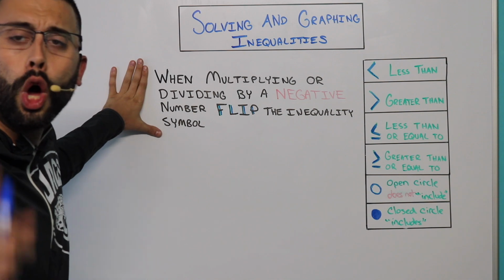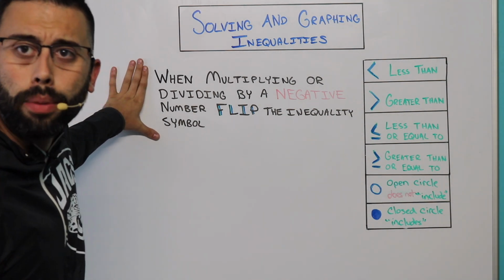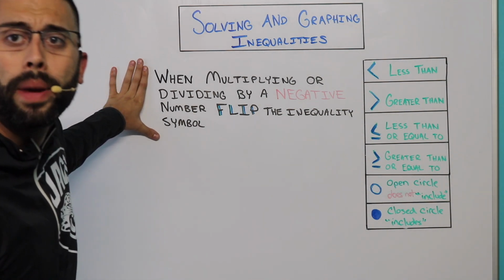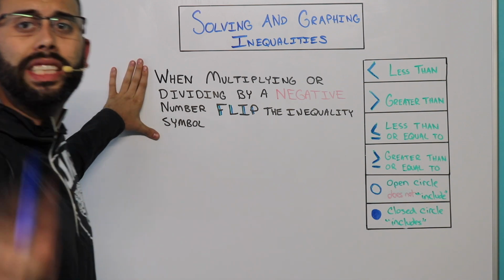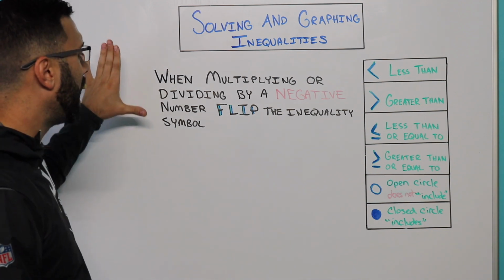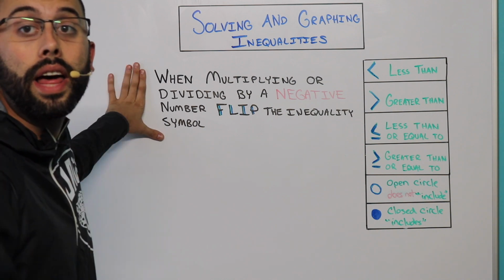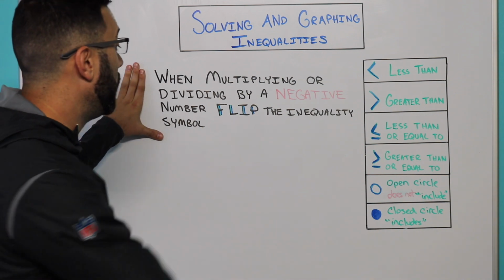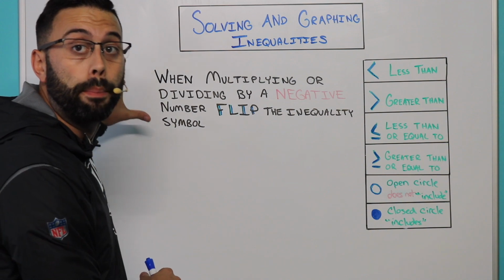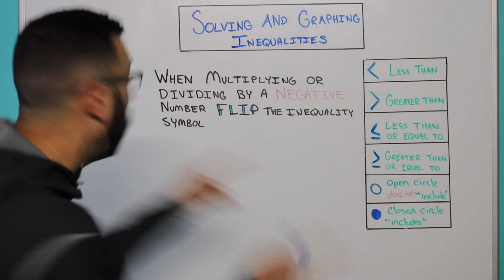When multiplying or dividing by a negative number, remember to flip the inequality symbol. I can't stress that enough. At the end of the video, I'm going to show why that is the case. And in the meantime, I'm going to show the example, and please remember to.